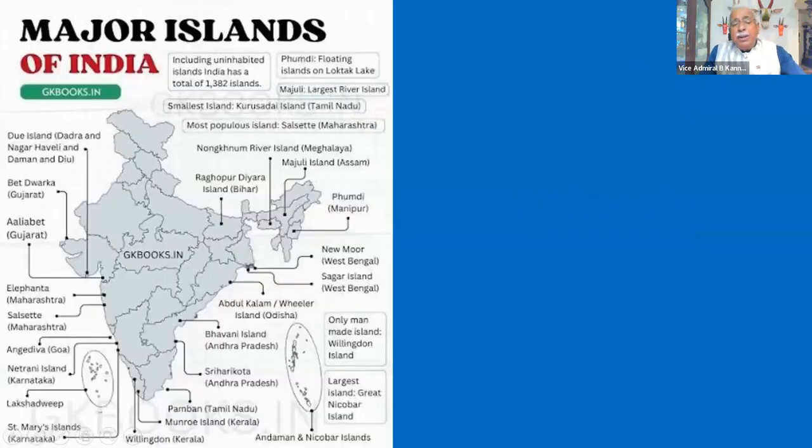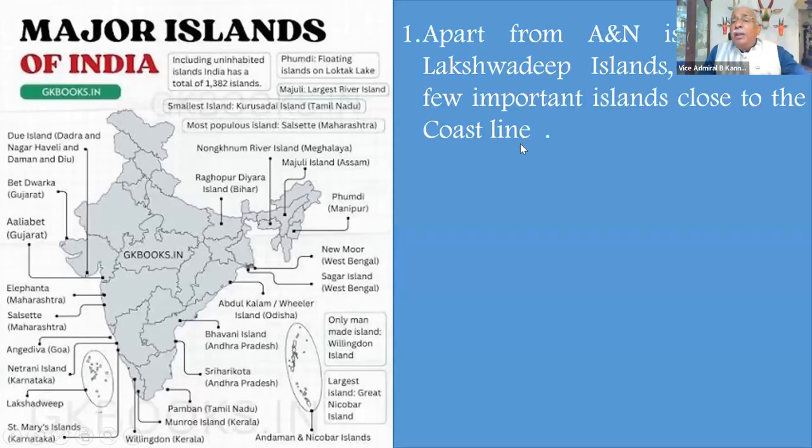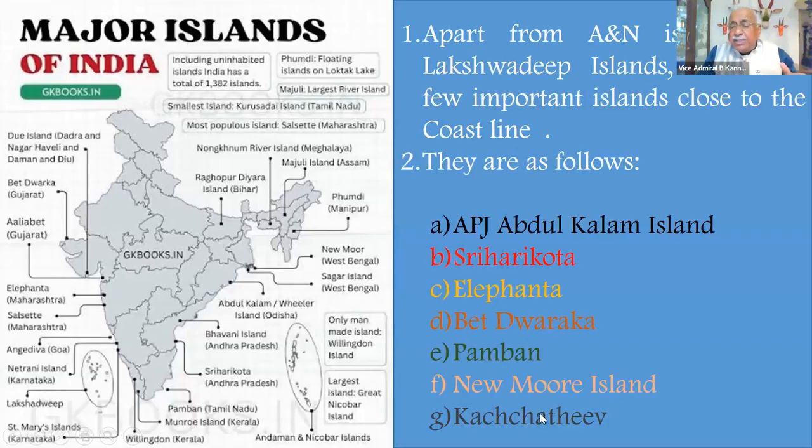There are many islands around India, and I will go through only a few of them. This is a list. There's an island called APJ Abdul Kalam Island. Then Sriharikota is an island, Elephanta, Bet Dwaraka, Pamban, etc. So I will go through these 6. There are many more islands, but I have taken 6 just to familiarize.